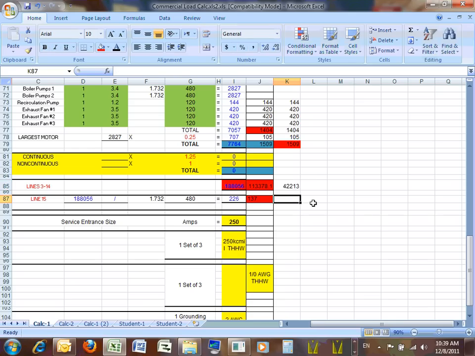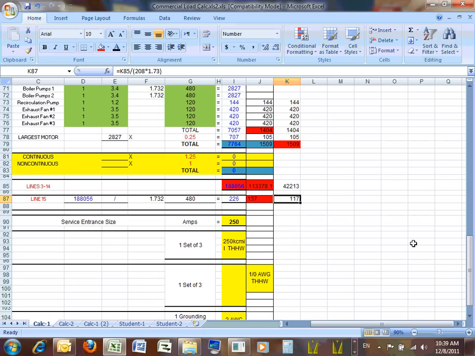So I'm going to make a math here. Look, my math is going to equal this cell, divided, open my brackets, 208 times 1.73, close it, and enter. Here's the size of my panel. So my panel, because it's 208, guys, 120, is going to be 117.